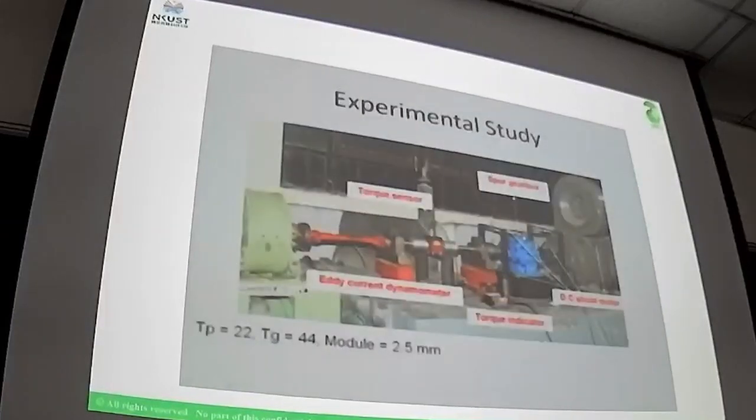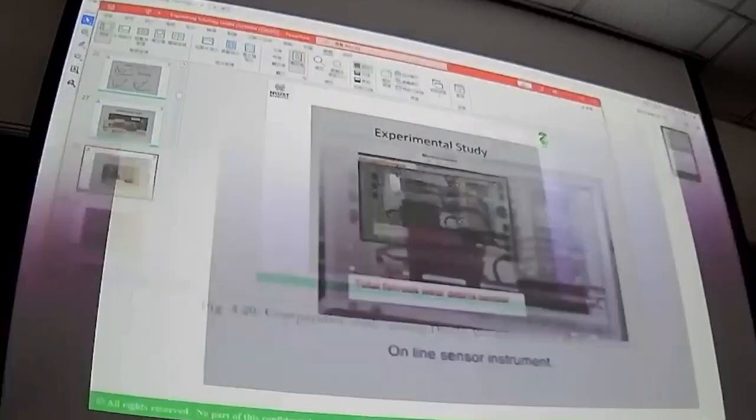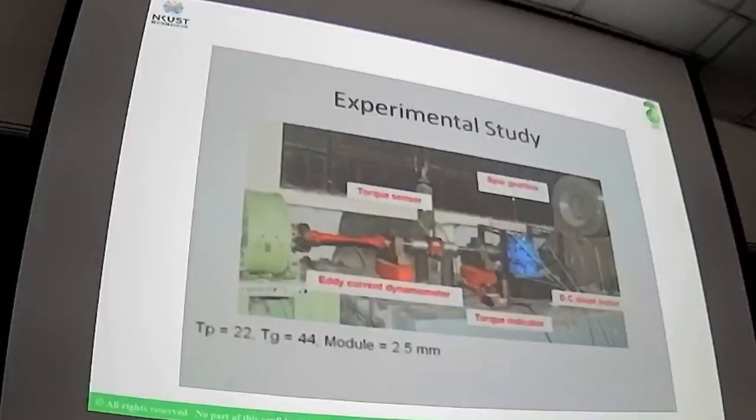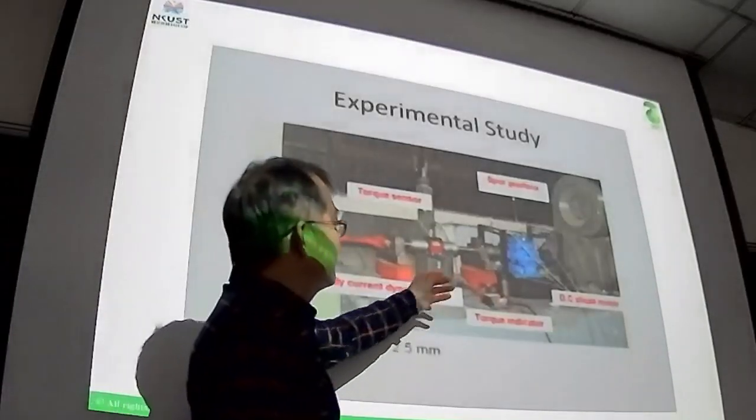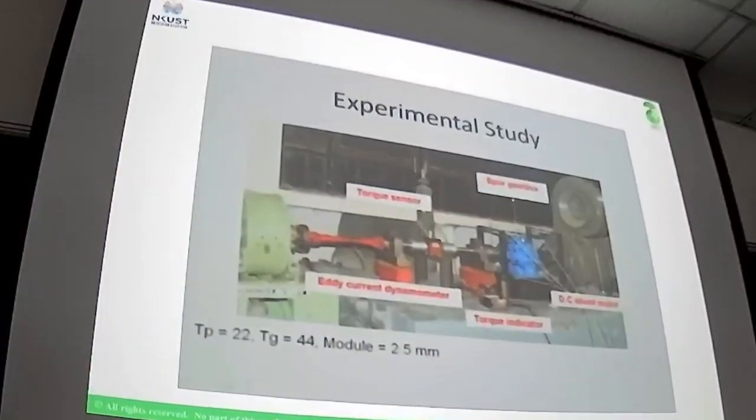So I have some experimental study here. It's an online monitoring of the spark gear. So here is a gear. We made a gearbox.